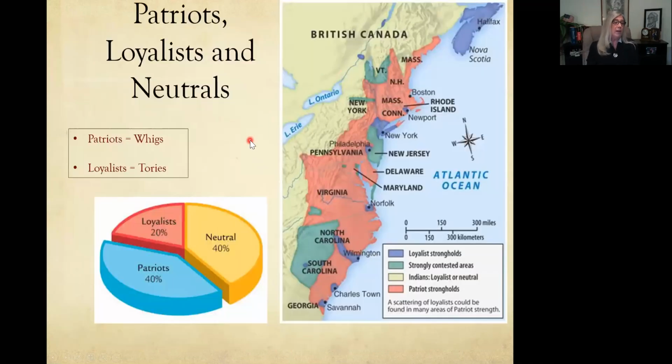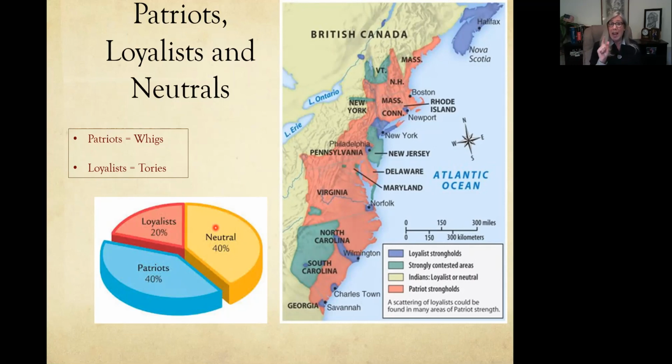So how many people in the colonies were actually patriots? And it's not the majority, okay? If we look at the breakdown, this is showing 20% loyalists, 40% patriots, 40% neutral. A lot of people just wanted it to go away. They just wanted to live their lives. They did not want to get involved in such a controversial issue. That was hard to do.